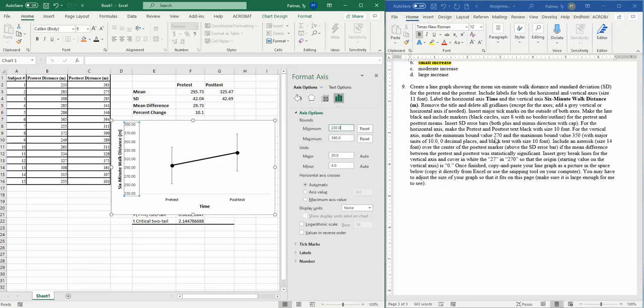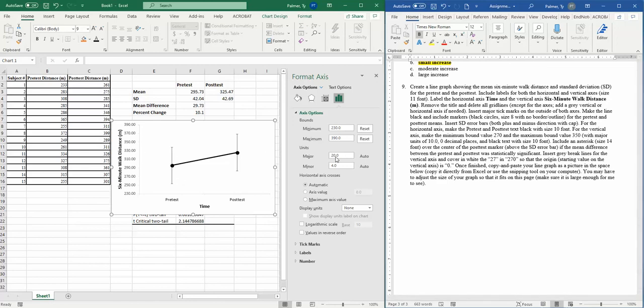But for your data, when you're creating your line graph, make sure and follow these instructions exactly. Make sure your minimum bound value is 270 and your maximum bound value is 350. Make sure and follow those instructions.